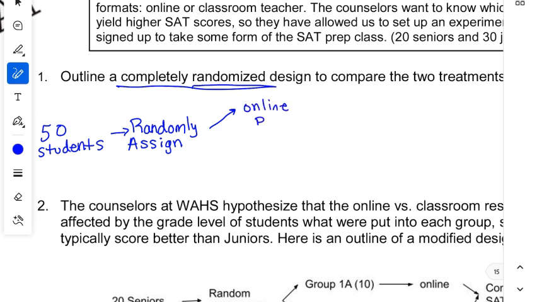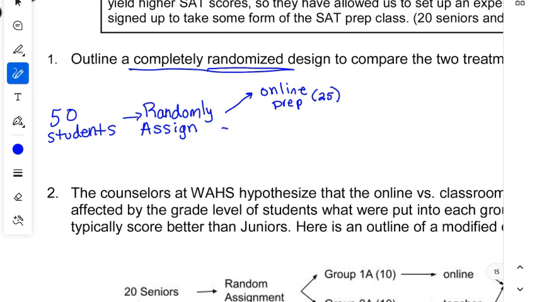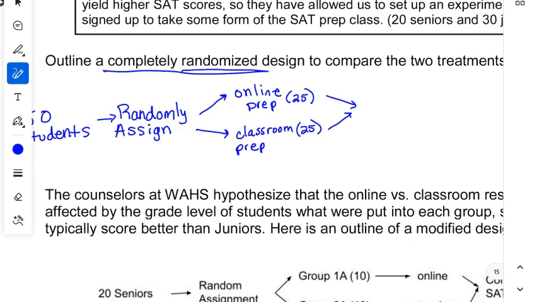So you randomly assign the 2 groups. So you have your online prep. Make sure you mark down how many is going to go in there. 25. And then your in-person prep or classroom. What does it say? Classroom. And then there's 25 in there as well. And then they take the SAT and compare SAT scores.